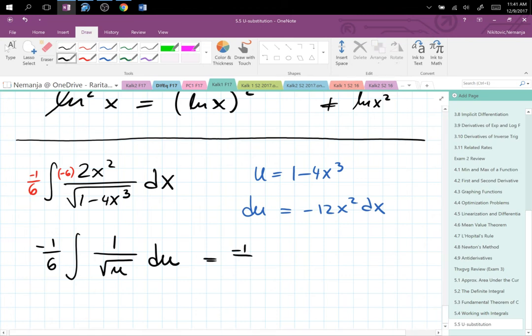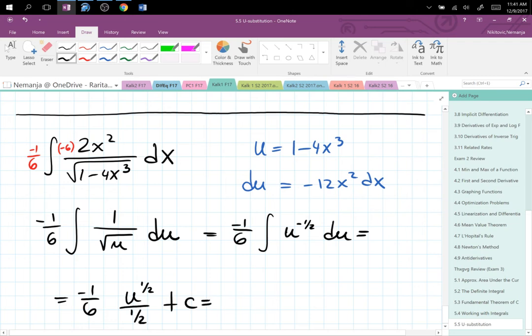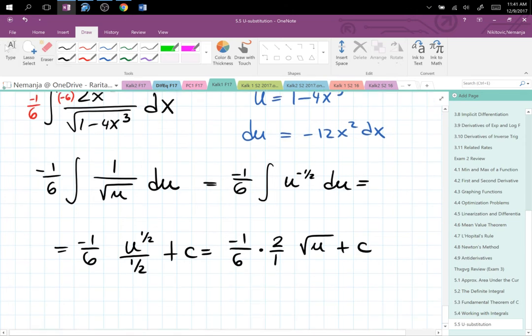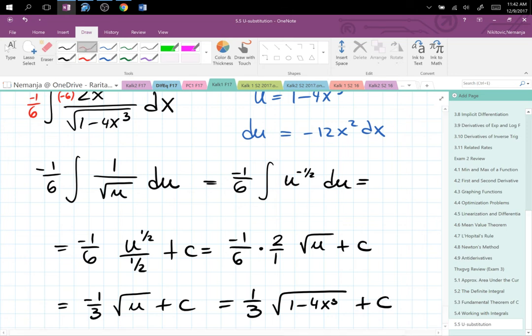So this is now -1/6 integral of u to the -1/2 du. So that's -1/6 u to the +1/2 divided by 1/2 plus c, which is -1/6 times 2/1 times square root of u plus c, which is -1/3 square root of u plus c, which is the final answer: -1/3 square root of 1 minus 4x cubed plus c. And that's the final answer.